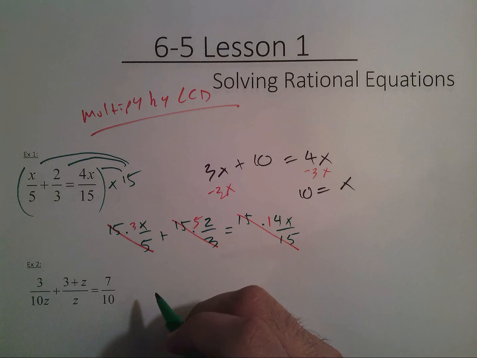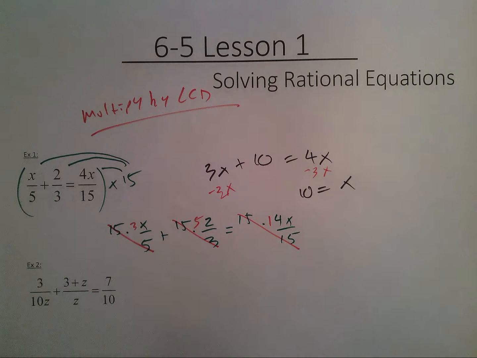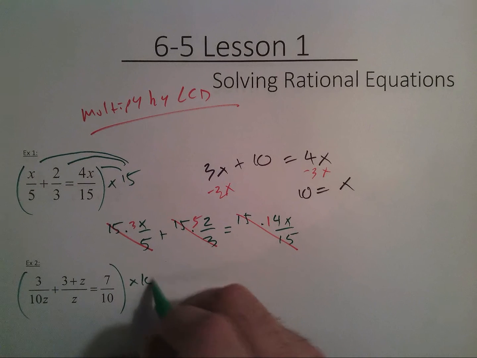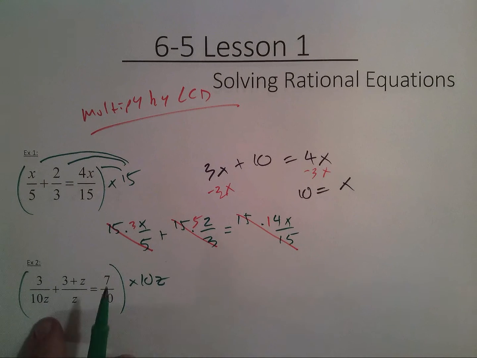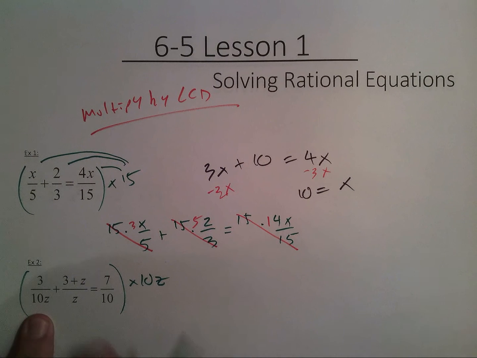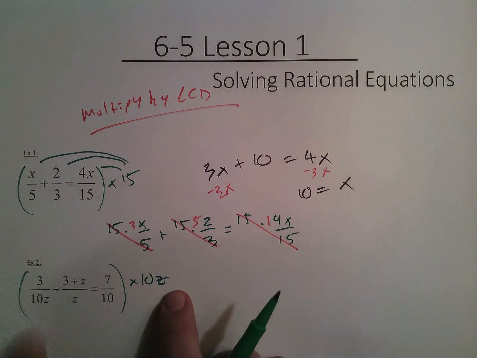So that informs me my LCD is 10z. If I was trying to multiply them and ask what is this one missing that the other one has, this has both a 10 and a z. This only has a z, so it needs the 10. This one needs a z. So really, they all should have on the bottom 10z.